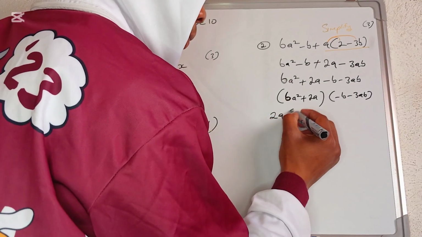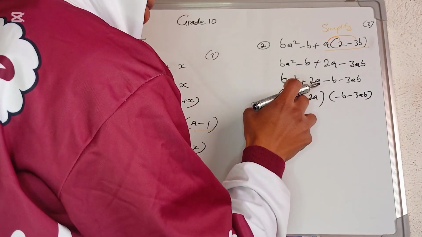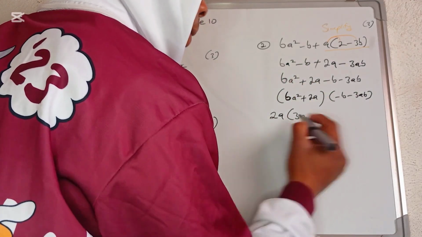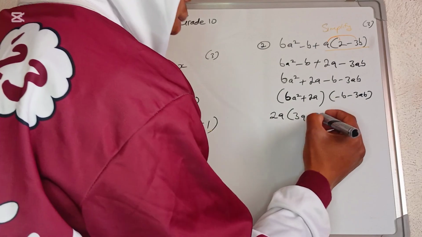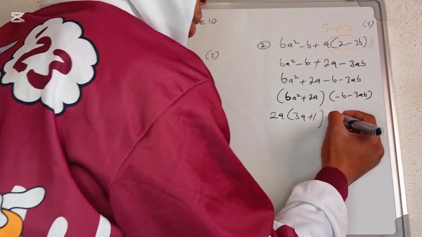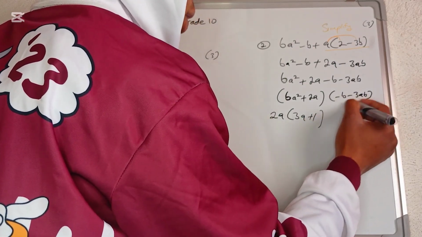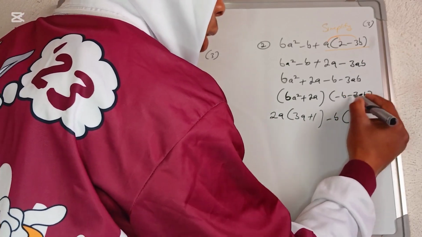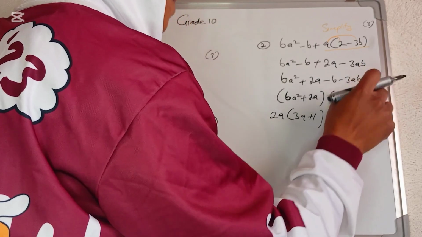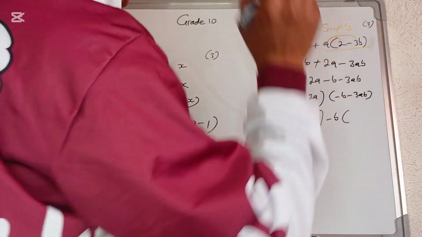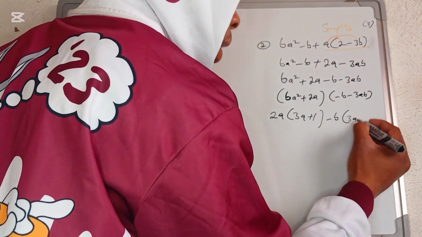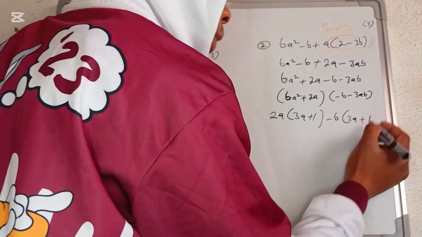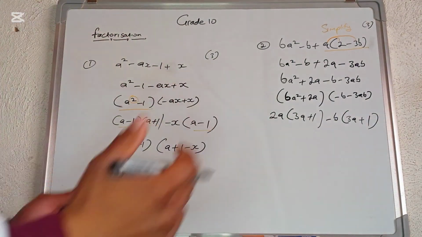We're going to have 6a squared divided by 2a, which is 3a, and then 2a divided by 2a, which is plus 1. And then you take out another common factor in here, which is negative b. You're going to be left with negative 3ab divided by negative b, which is a positive 3a, and then negative b divided by negative b, which is a positive 1. After you have done this, you take out the common factor again.